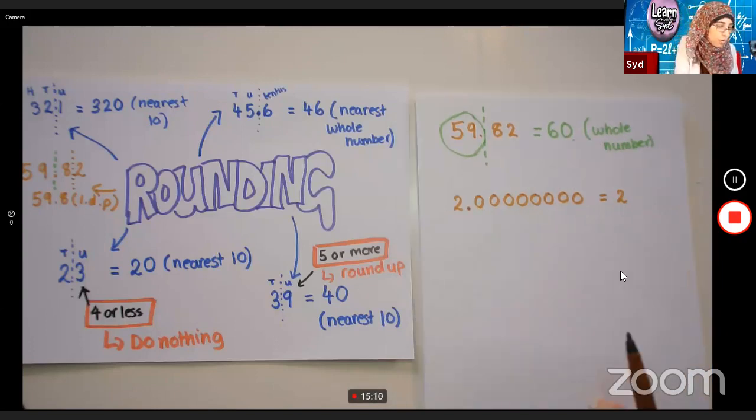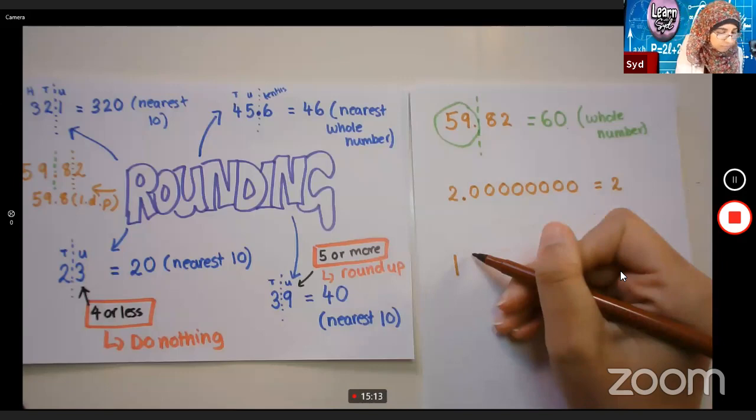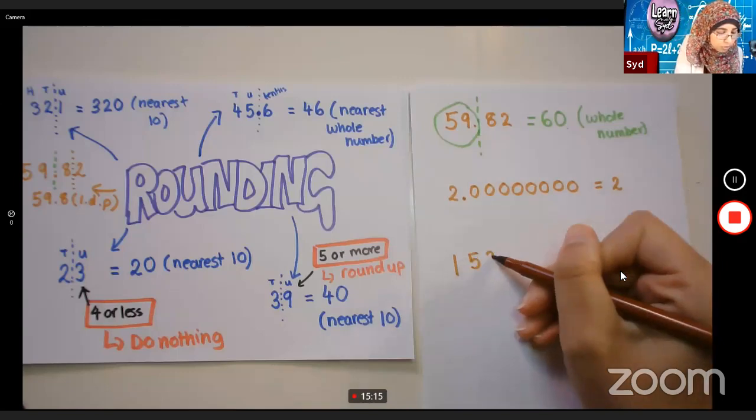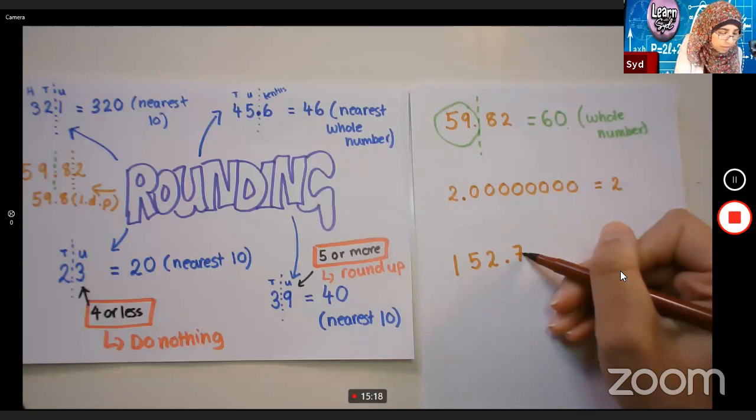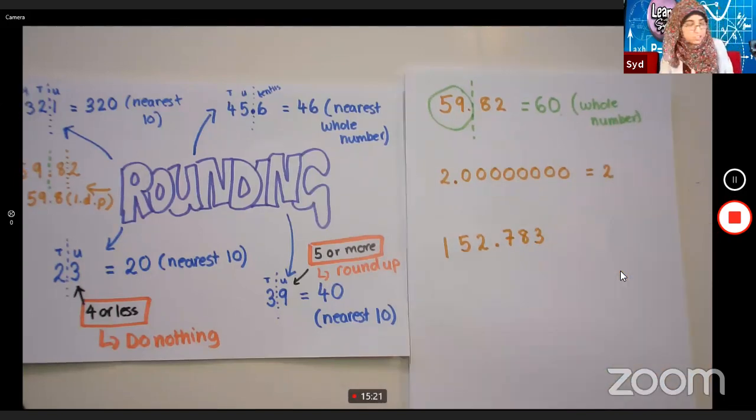Right, let's do one more question. We're going to do 152.783. Okay, we're going to do lots of things with this question. First of all, I want you to round that to 2 decimal places. So we're going to make a little table.